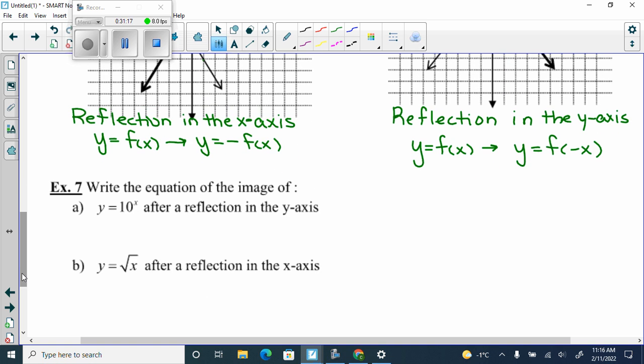Example 7. If this is a reflection in the y-axis, what variable is it affecting? The x or the y? X. If it's a reflection in the y-axis, it's affecting the x's, correct? They're moving over here. So my new equation would be y equals 10 to the negative x. The negative sign goes with the x. If it's a reflection in the x-axis, it's with the y. So it wouldn't go underneath this radical, would it? So it's going to be negative root x.